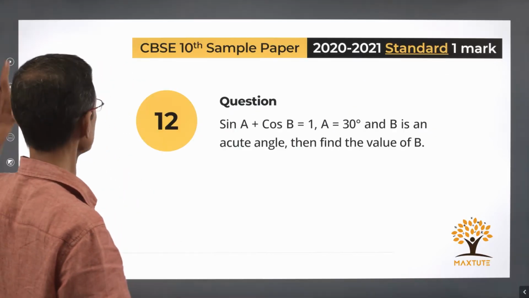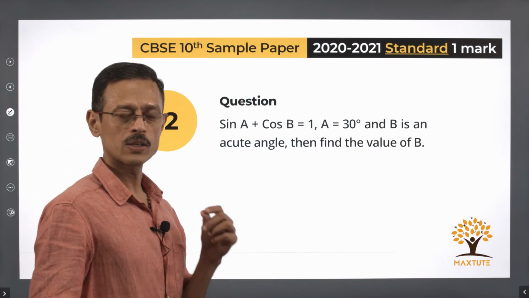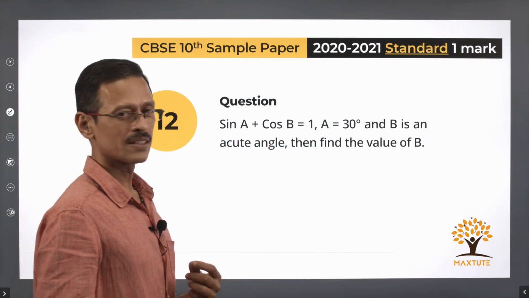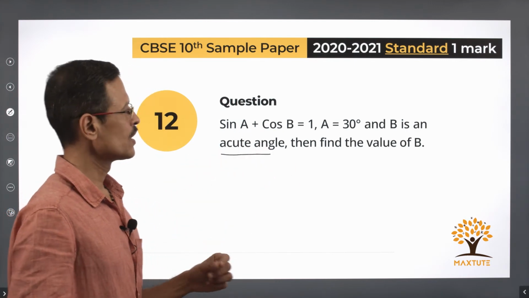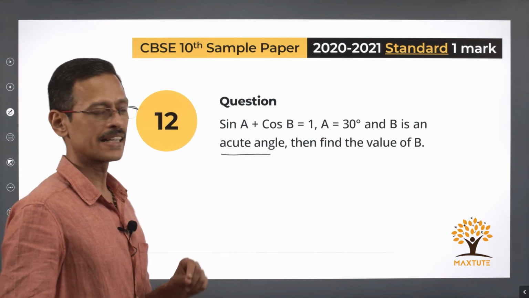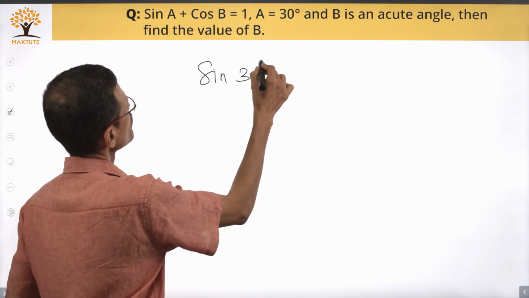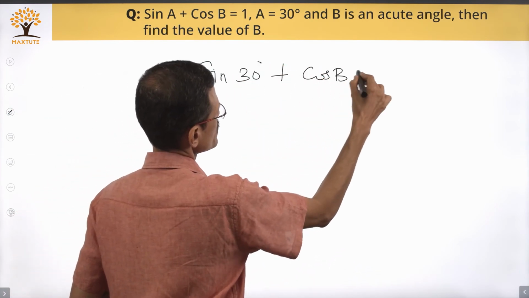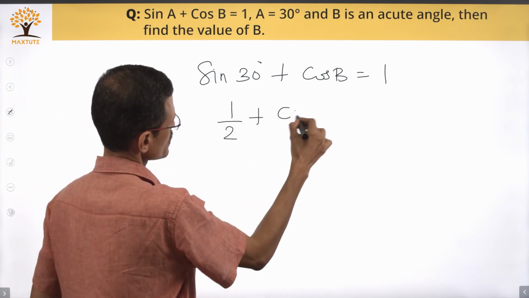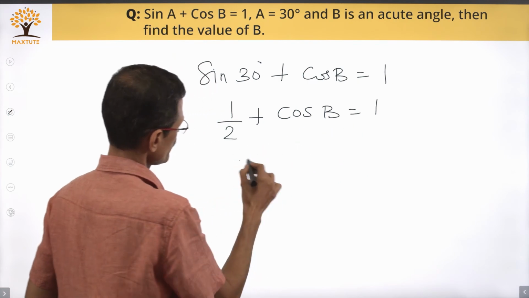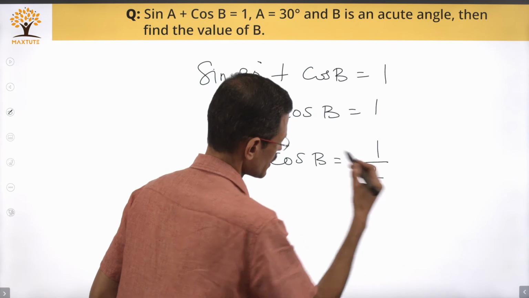So move on to the last question in this video, question number 12, from trigonometry. Sin A plus cos B is equal to 1. If A is equal to 30 degrees and B is an acute angle, find the value of B is what the question is. All that we're going to do is substitute A as 30 degrees and compute the value. So we have sin 30 degrees plus cos B is equal to 1. Sin 30 degrees is equal to 1 by 2. So 1 by 2 plus cos B is equal to 1, which means that cos B is equal to 1 minus 1 by 2, which is equal to 1 by 2.